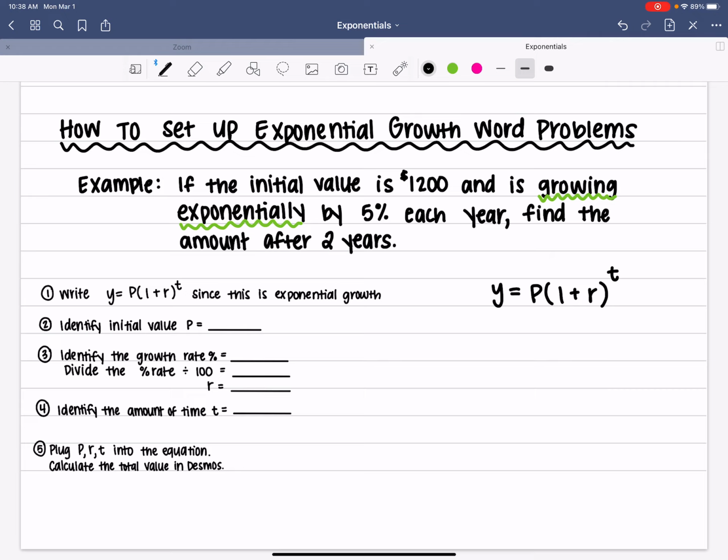Next, we need to identify p, r, and t. So we're going to start with finding p. Our p value is always the initial value, the initial amount. So our initial value in this problem is $1,200. Okay, so P is $1,200.